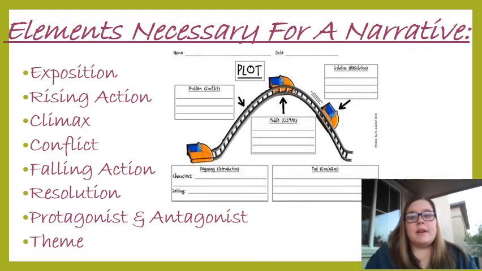So there are many different elements that go into a narrative to make it complete. And without all of these things, it's not a complete narrative and you won't get a full grade for it. So we're going to get into all of these in much more detail, but for now, I just want you to make a note of what they are. So the elements that are necessary for a narrative are exposition, rising action, climax, conflict, falling action, resolution, protagonist and antagonist, and then finally theme.